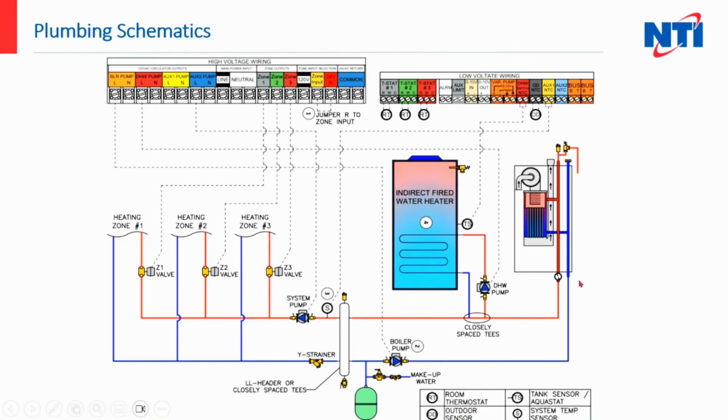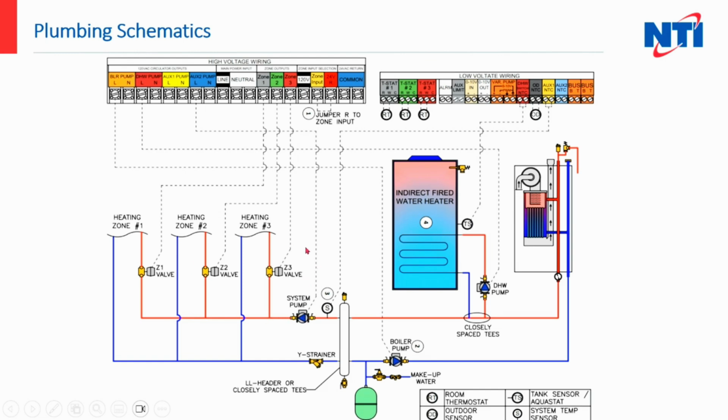Here we have another application, and you might choose this, for example, if you have a smaller indirect tank and a larger boiler and you don't want to size a circulator that is required to pump through the boiler. You can save some money on the circulator by doing these closely spaced tees. When that's done, however, you need to make sure that there's always water flowing through the boiler and past those tees for the indirect to satisfy. And you'll also want to make sure that the system pump shuts down.